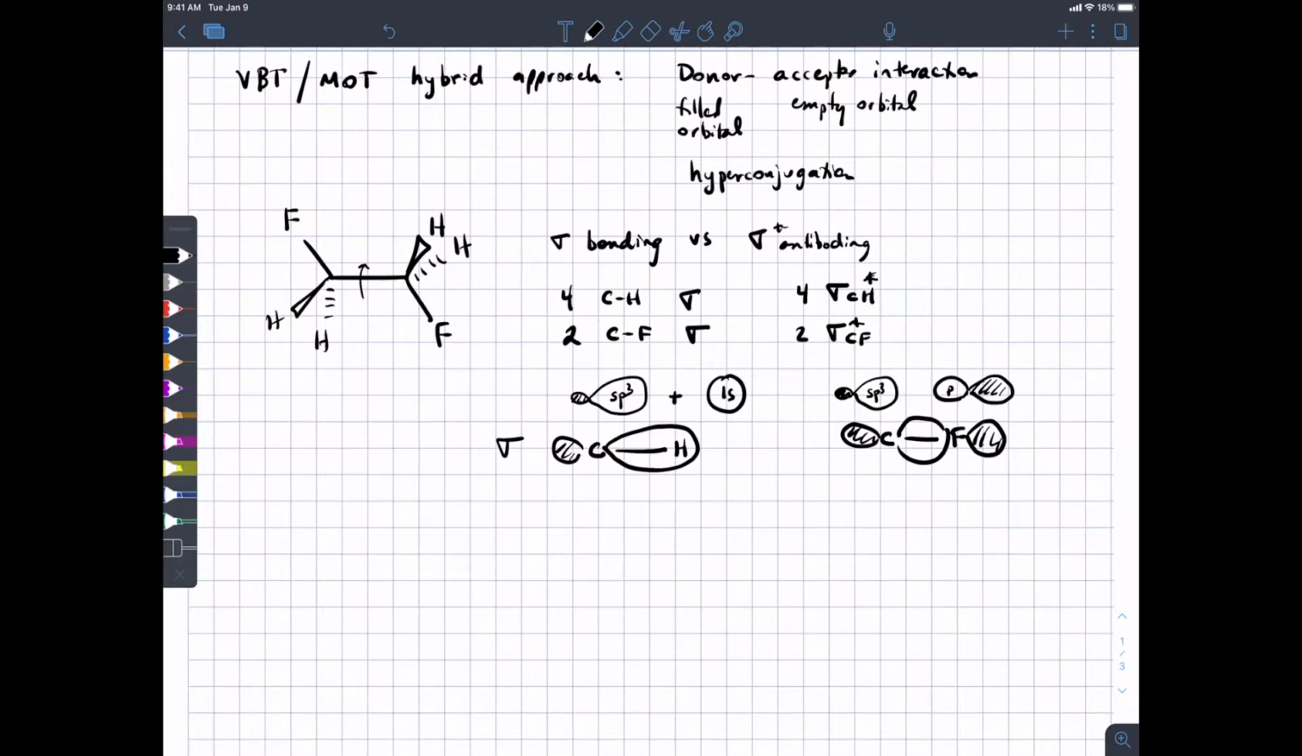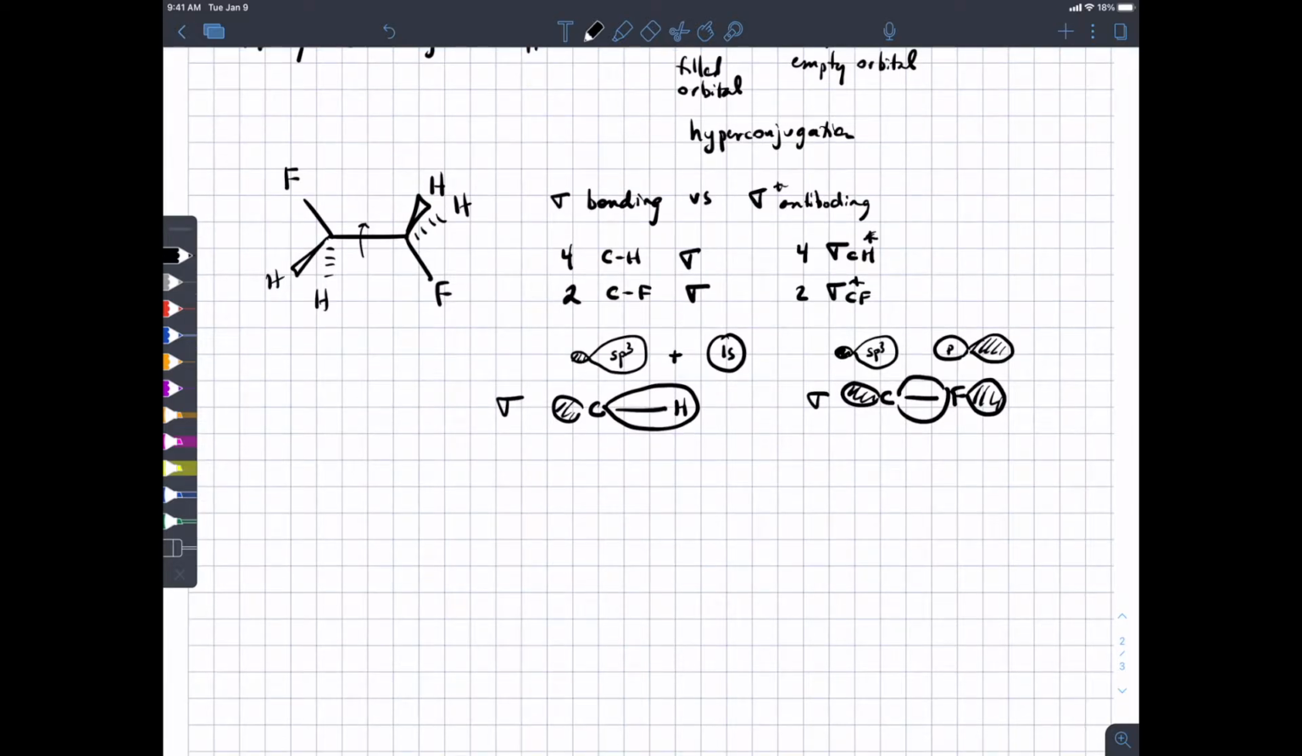Anti-bonding orbitals, so those would be sigma stars, would presumably look like this. For carbon and hydrogen, you would have a node in between the 2 nuclei and then a smaller lobe here and a larger lobe there, and then a lobe there, and we'll just use shading. This is the minus combination. Similarly, the sigma star for the carbon-fluorine bond would look like this. Large lobe in this direction, small lobe here, node there, small lobe there, large lobe in this direction.